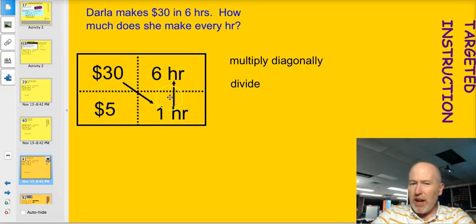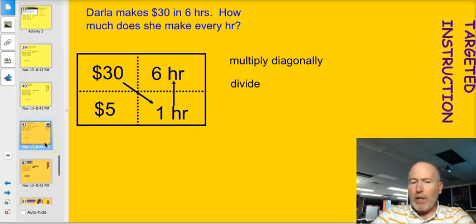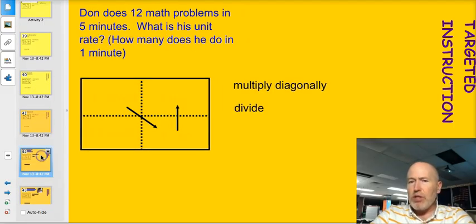30 to 6, 5 to 1. They are equivalent ratios. This one here, because it's in by 1 hour, that's called unit rate. Per hour, or per 1 hour, or per single hour, for each hour. Those all indicate 1 hour. I just gave you that because I want you to get used to that language.